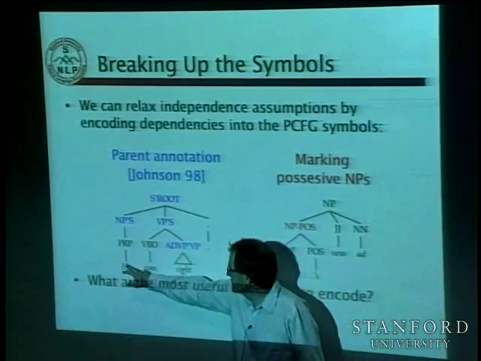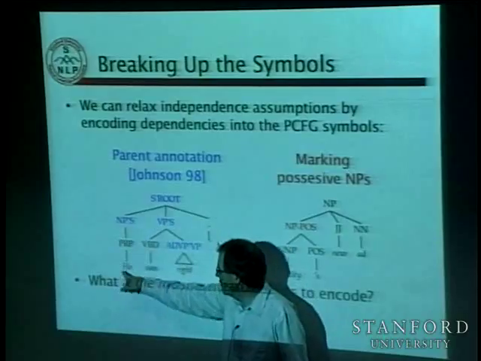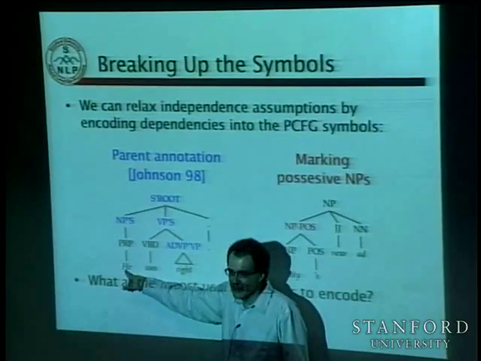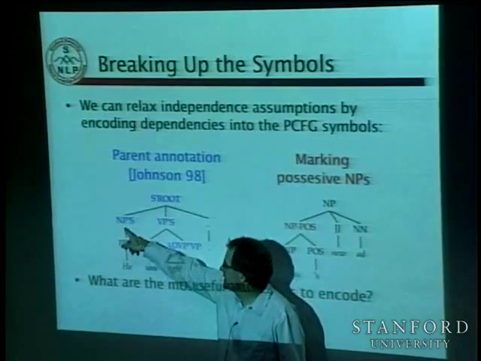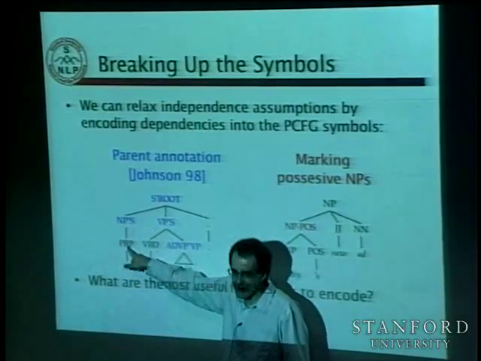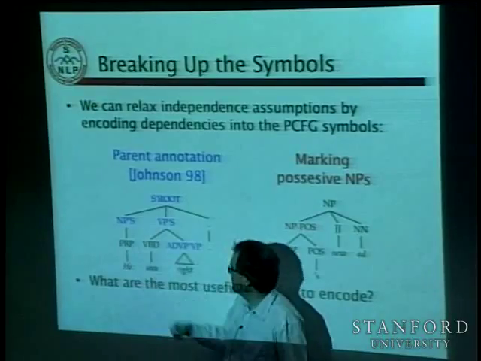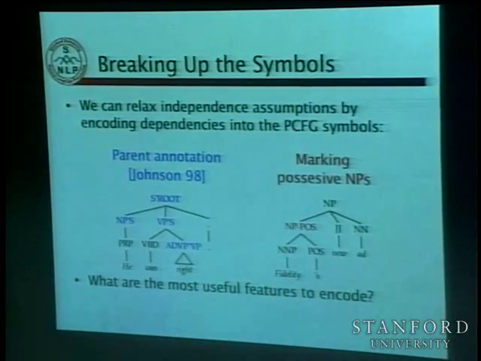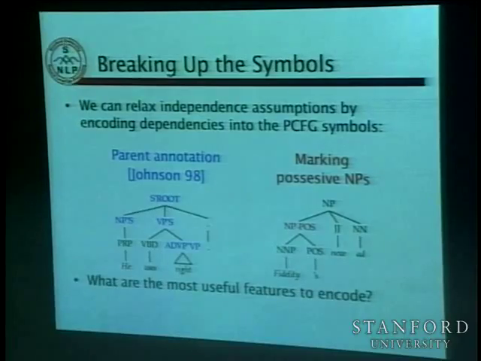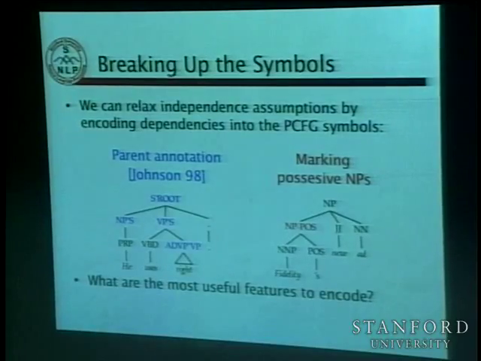And this also would work for the case I looked at before of pronouns being common in subject position. If we do this, we can model that because we can say an NP under S is very likely to be a pronoun, whereas an NP that's inside a verb phrase, an object NP, is much more likely to rewrite as something that has a prepositional phrase inside it.